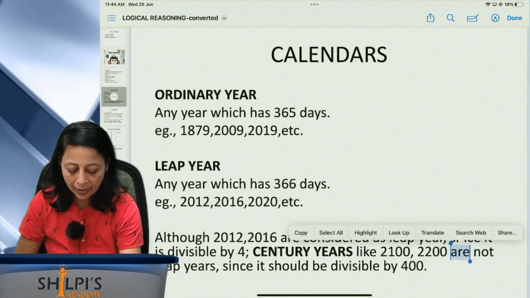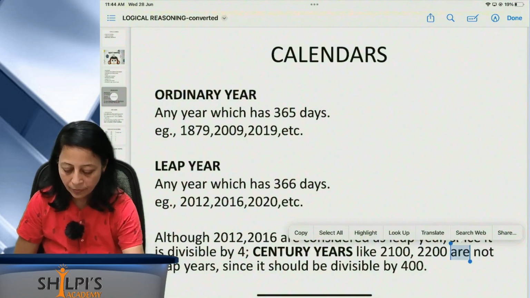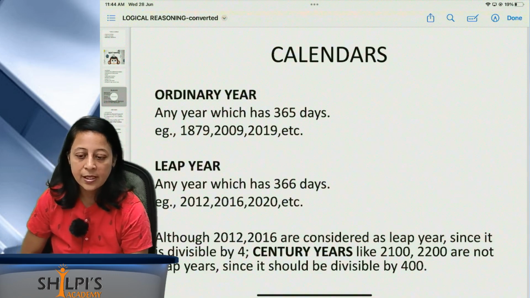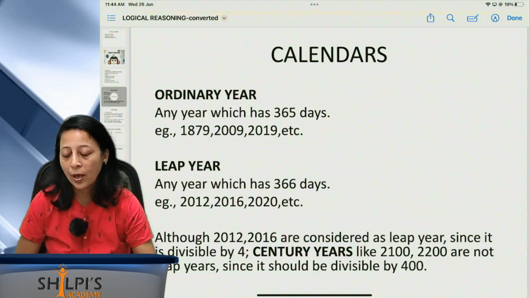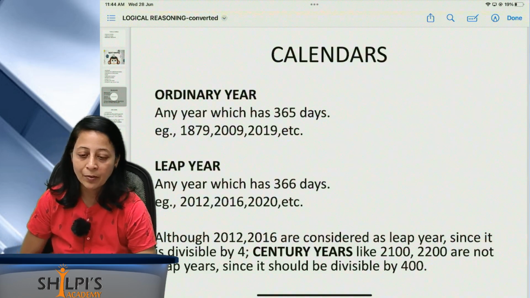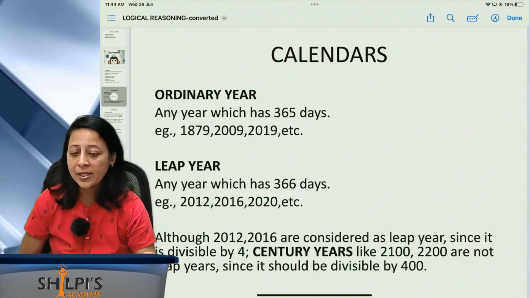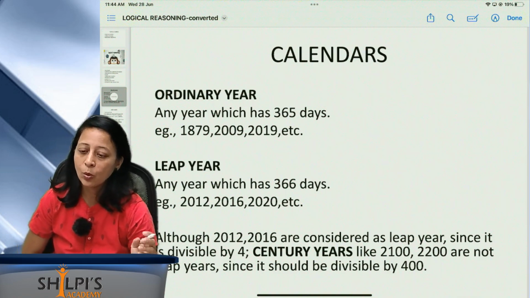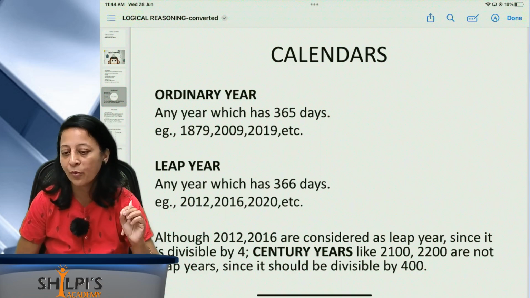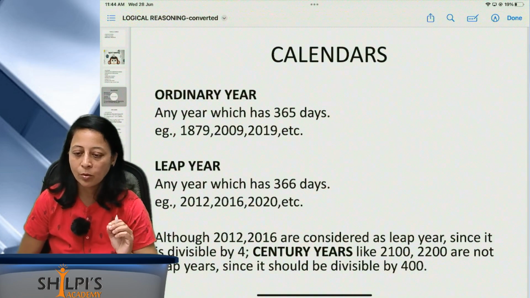So here let me write. 2012 divided by 4, you will be left without any remainder. 2016 divided by 4, you will be left without any remainder. 2020 is the same, without any remainder. So those years which are divisible by 4 with remainder 0 are leap years.